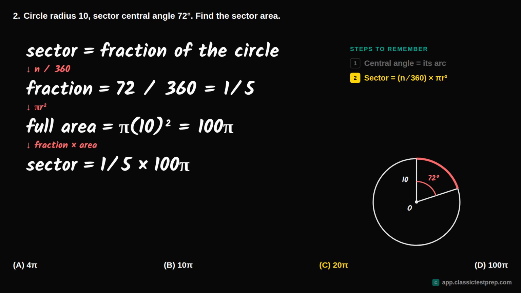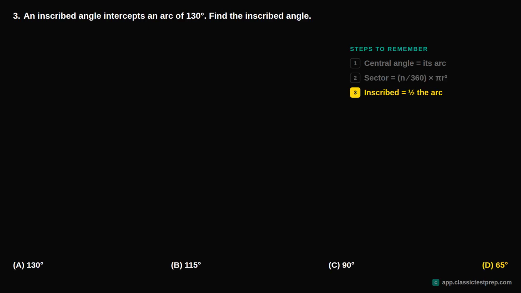pi r squared. The radius is 10, so it's pi times 10 squared, which is 100 pi, and we need 1/5 of that in order to get the area of the sector. So that's 20 pi, which is answer choice C.